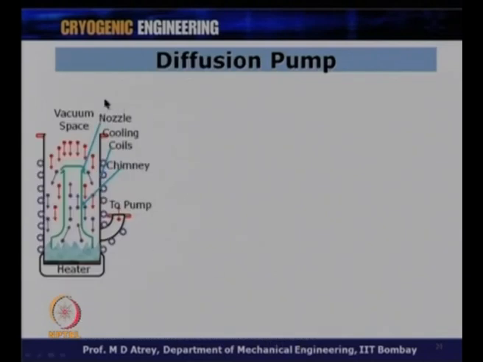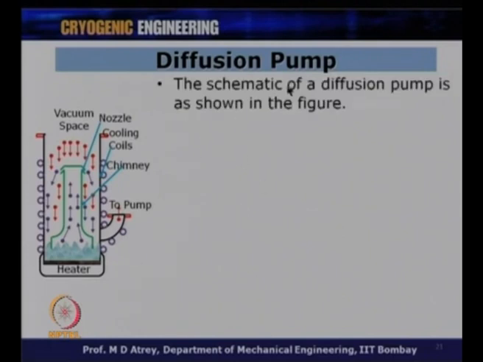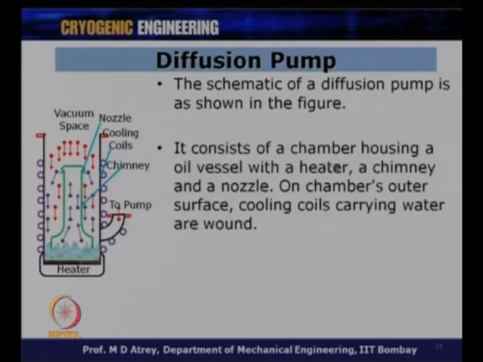Now, this is a schematic of a typical diffusion pump. Let us see now how a diffusion pump works. The schematic of a diffusion pump is as shown in the figure. It consists of a chamber housing an oil vessel, we can see over here. This is the chamber I am talking about, and there is the oil at the bottom over here, and there is a heater at the bottom to heat this oil.